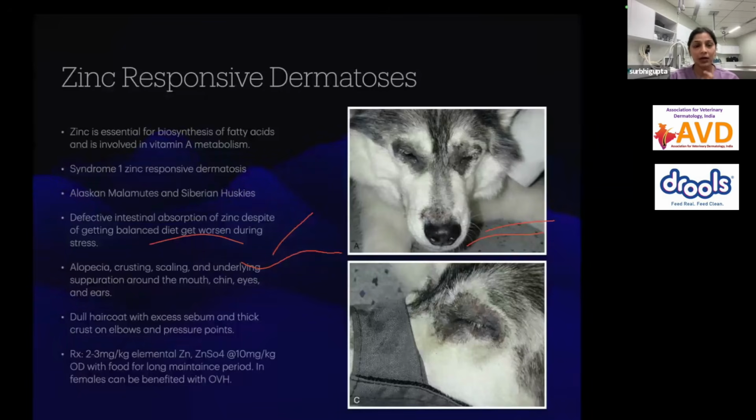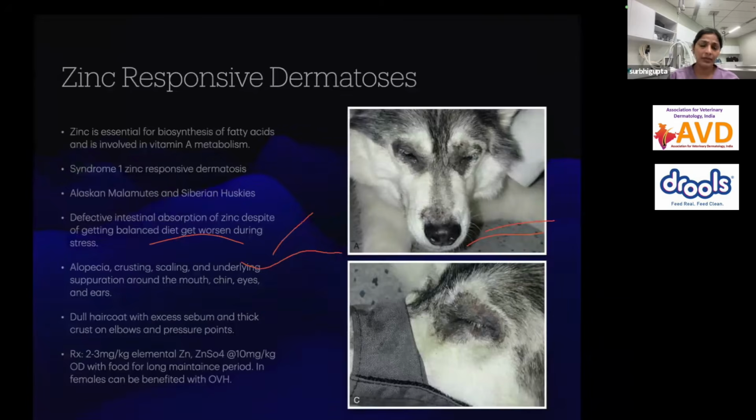What happens is that their gut is not able to absorb the zinc, even if the diet is complete in zinc. Basically, their gut has a problem absorbing zinc. Ultimately, you will see scaling, alopecia and crusting around the eyes, on the nasal areas, around the chin, sometimes on the paw pads and ears, and the hair coat becomes very dull. So in this, you have to provide extra supplementation of zinc.